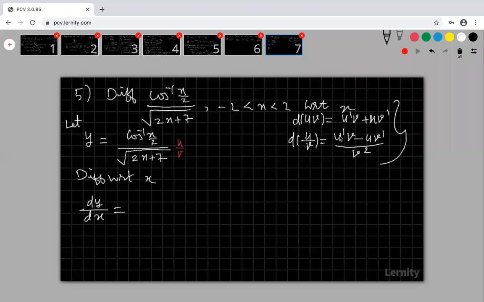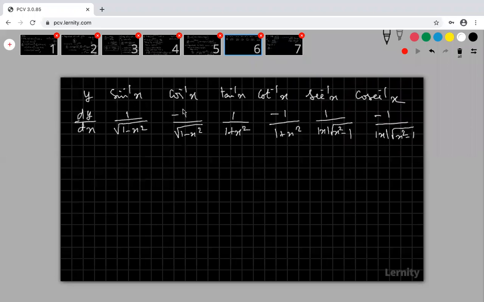So therefore, don't change these two terms. Please try to understand these two formulas in the same manner. Now this is my u and this is my v. Now differentiate. How to differentiate this? My differentiation of cos inverse of x, u dash.